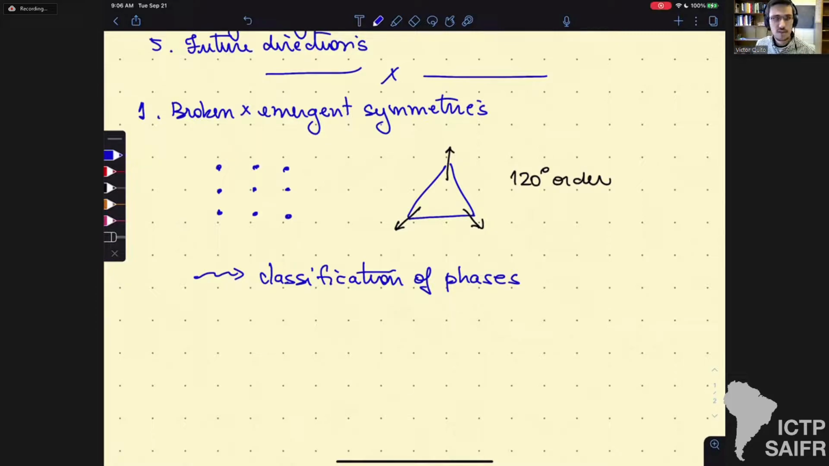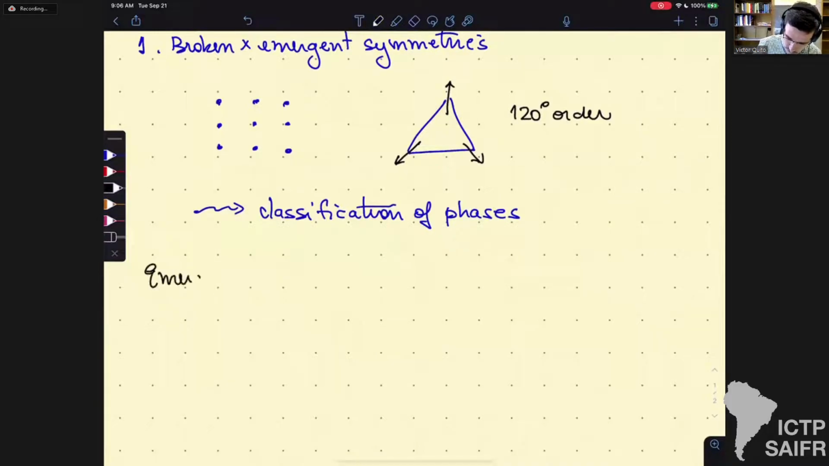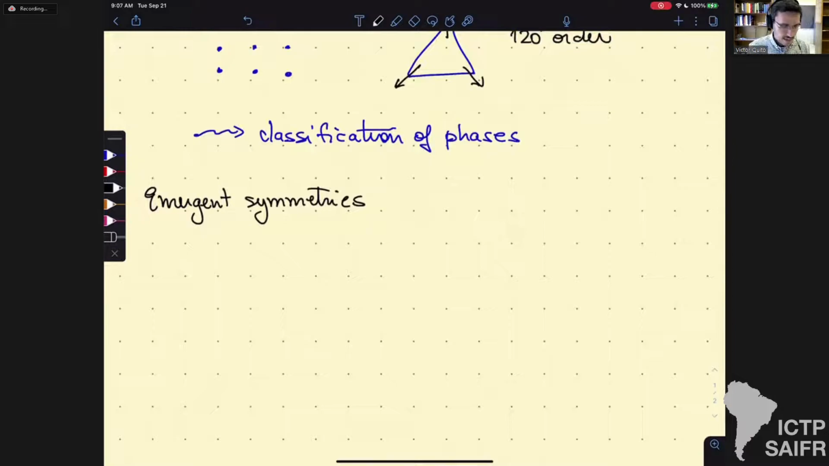So broken symmetries are a concept that has been around for quite some time. In today's talk, I want to go in the opposite direction. I want to talk about emergent symmetries. I will define them as a low energy sector of a system that is more symmetric than the high energy one. So as we lower the temperature, the ground state and the excitations are more symmetric than the bare symmetry of the original Lagrangian and the original Hamiltonian.